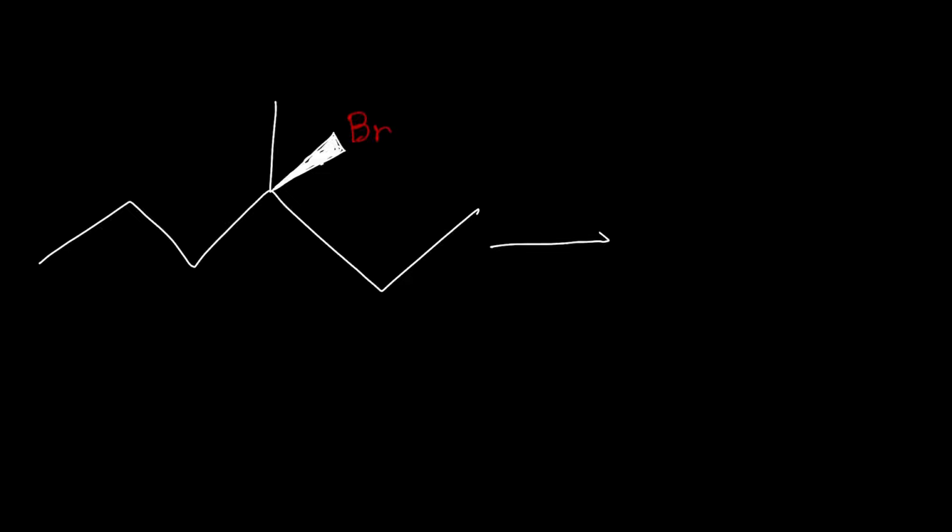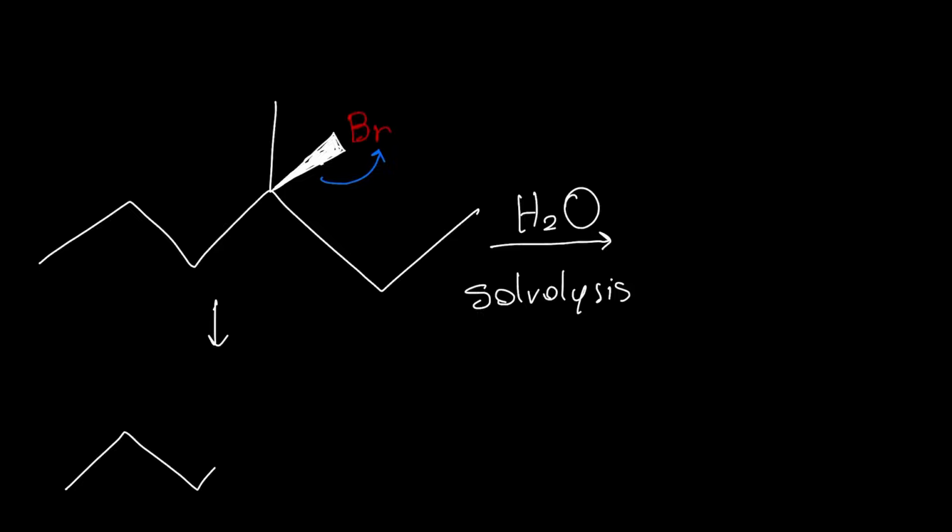And this is going to react with water. Now, in this case, the water itself is going to be the nucleophile. That can happen. And I'll explain the mechanism, but whenever you have the solvent also being the nucleophile, this is called solvolysis. So, as we talked about initially, these electrons are going to join bromine, and you're going to form a carbocation. So you have this tertiary carbocation right here.